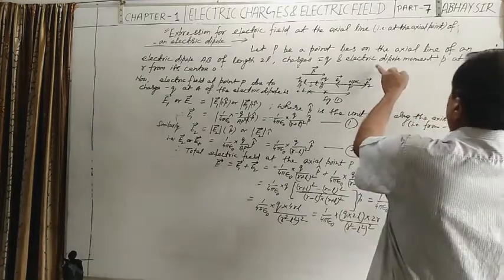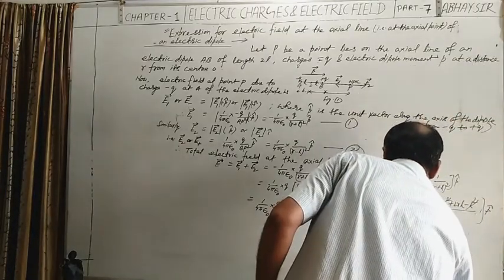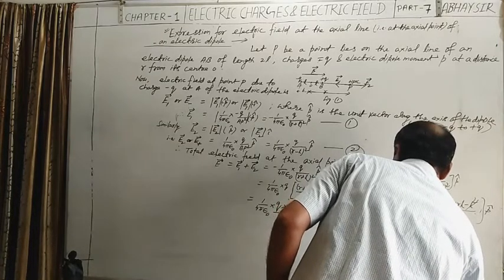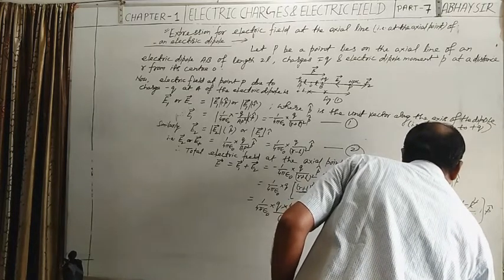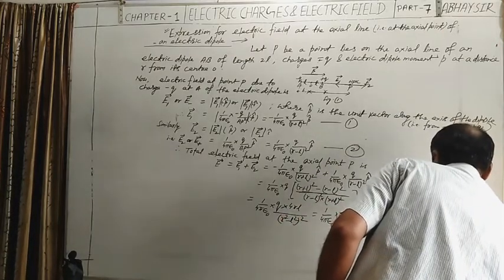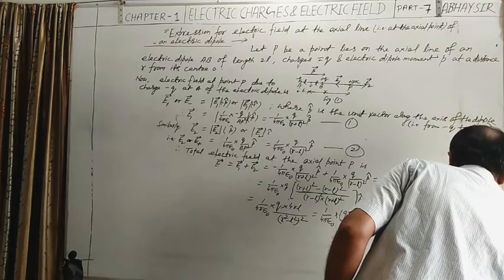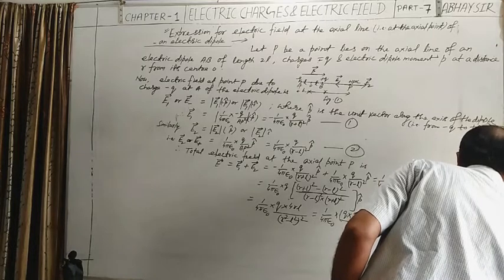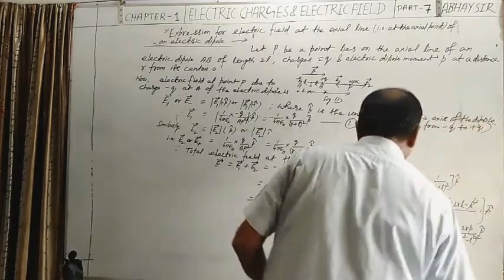It is a vector quantity, but the magnitude of electric dipole moment is P. This is P 1 by 4 pi epsilon naught P into 2r upon r square minus L square whole square P cap, that is 1 by 4 pi epsilon naught into 2r P upon r square minus L square whole square P cap.